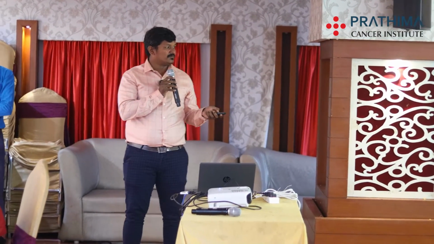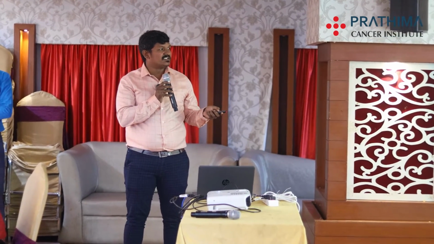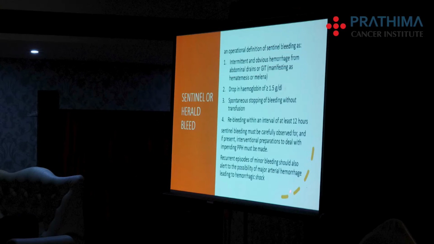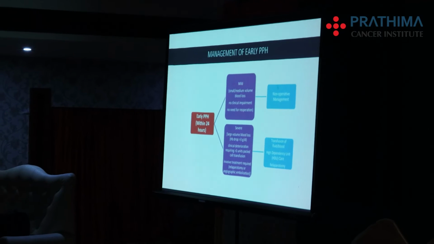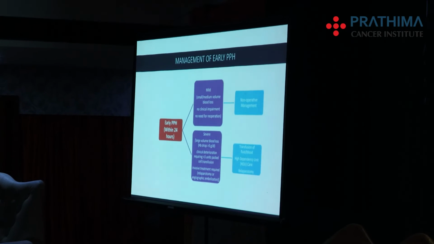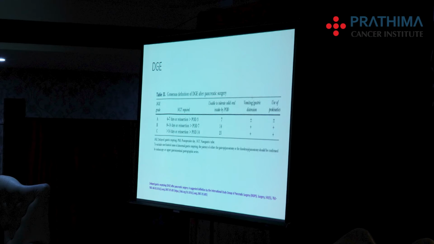So there can be sentinel bleed, like if there is any intermittent or obvious hemorrhage from Ryle's tube or drains, or hematemesis and melena with Hb drop of more than 1.5 grams per dL with spontaneous stopping of the bleeding. It is always most dangerous because it will be followed by severe hemorrhage, which can be life-threatening. If the patient has sentinel bleed, always evaluate with CT angiography. If there is any bleed, do angioembolization. These are already discussed about early PPH management and late PPH management.